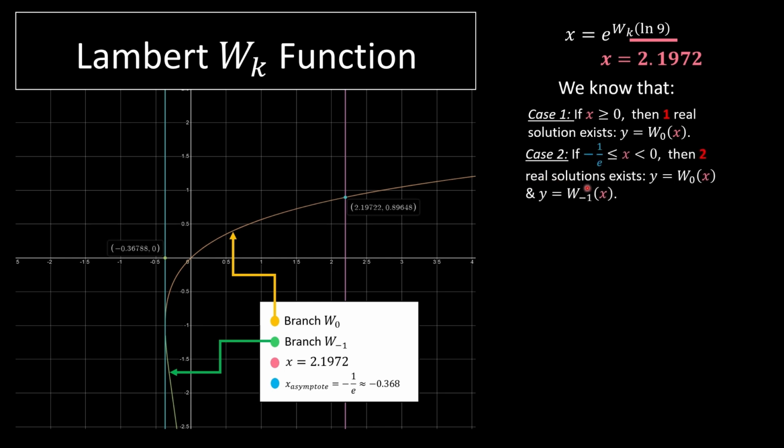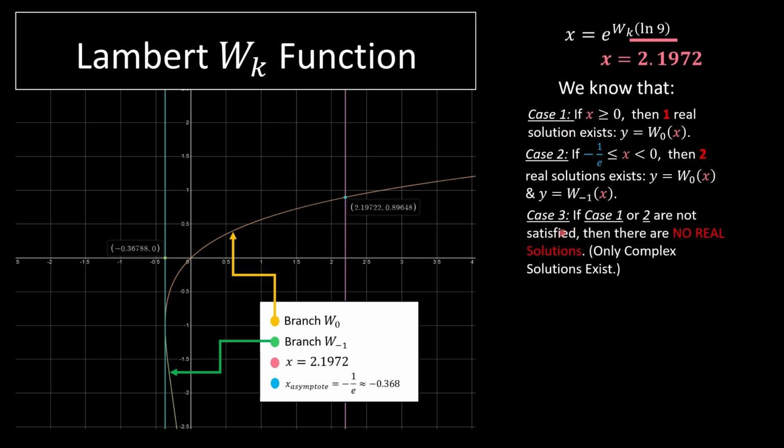Case 2 is if the x is between negative 1 divided by e, which is basically the asymptote I said, and 0. If our x is between those two values, we're going to have two real solutions. In our scenario, no, we don't have two real solutions. We have only case 1. And case 3: if case 1 or case 2 are not satisfied, we're going to have no real solutions.